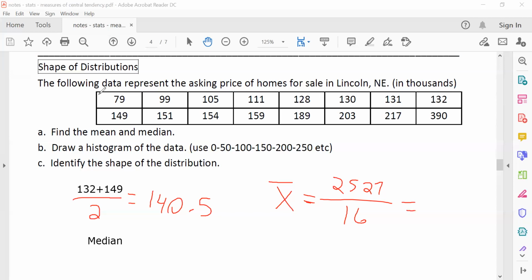So we do 2527 divided by 16. We get 157 point something. We'll just round to 1 decimal point because I ran out of space.